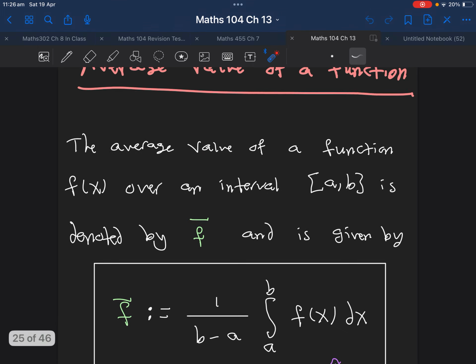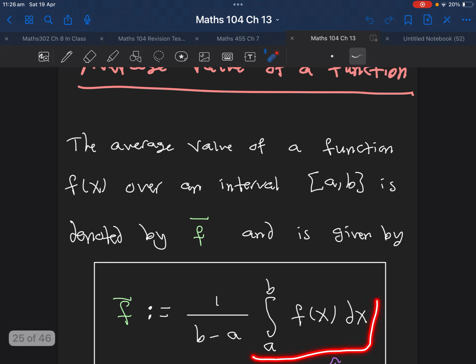And what is f bar? You do the definite integral from a to b, and then you divide by b minus a. What is b minus a? It is the length of this interval. So it's like I'm taking the average of this function.